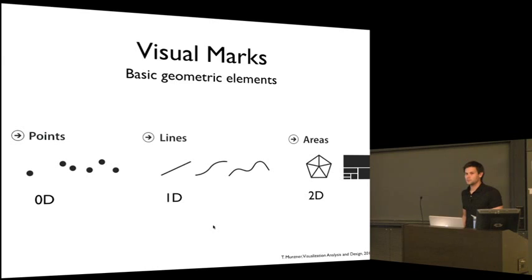So he introduced visual marks. And visual marks are basic geometric elements: points, lines, and areas. And when you think of it, every visualization is composed of points, lines, and areas.